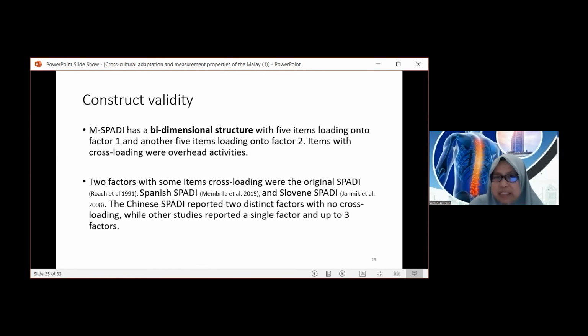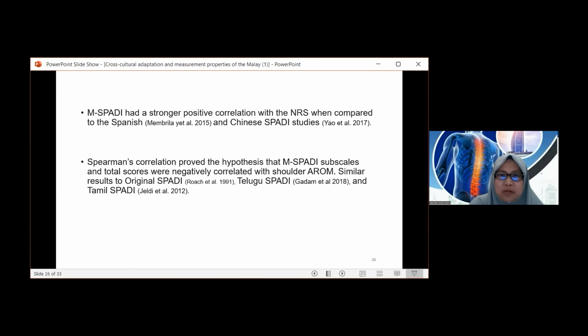Other studies which had a similar EFA of 2 factors with some item cross-loading were the original SPADI, Spanish SPADI, and Slovene SPADI. The Chinese SPADI reported 2 distinct factors with no cross-loading, while other studies reported a single factor up to 3 factors. Convergent validity, which is a subset of construct validity, was established by comparing M-SPADI to NRS and comparing M-SPADI to shoulder active range of motion.